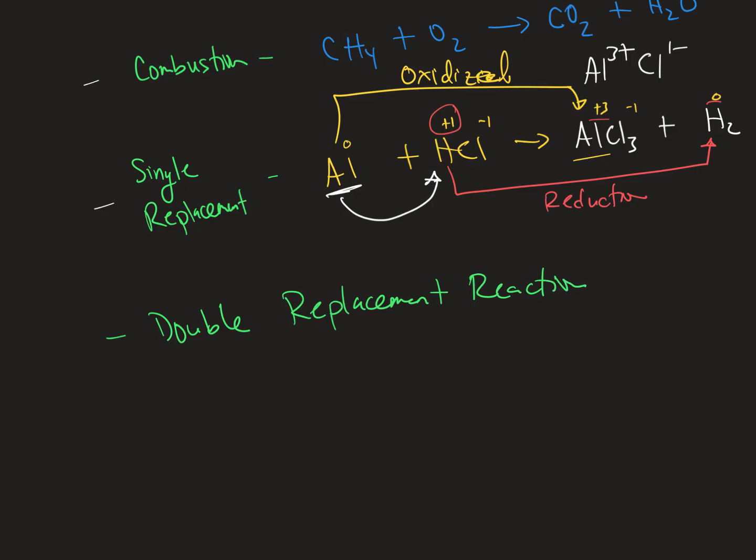And just to give you a general equation here, we have some compound AB plus some compound CD. And kind of like in single replacement, there was only one atom being replaced. Well, in double replacement, guess how many atoms are being replaced? 2, double, right?